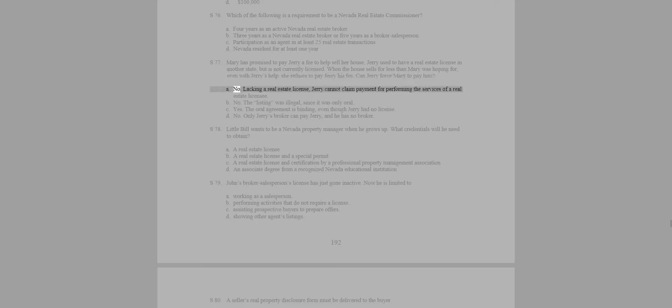A. No. Lacking a real estate license, Jerry cannot claim payment for performing the services of a real estate licensee. B. No. The listing was illegal, since it was only oral. C. Yes. The oral agreement is binding, even though Jerry had no license. D. No. Only Jerry's broker can pay Jerry, and he has no broker.